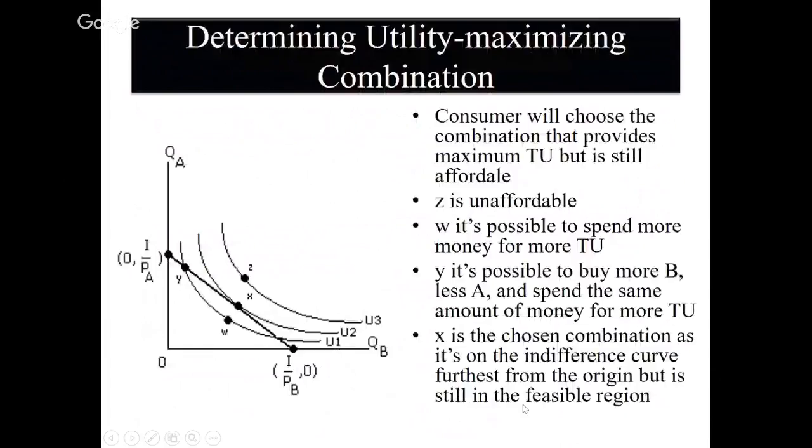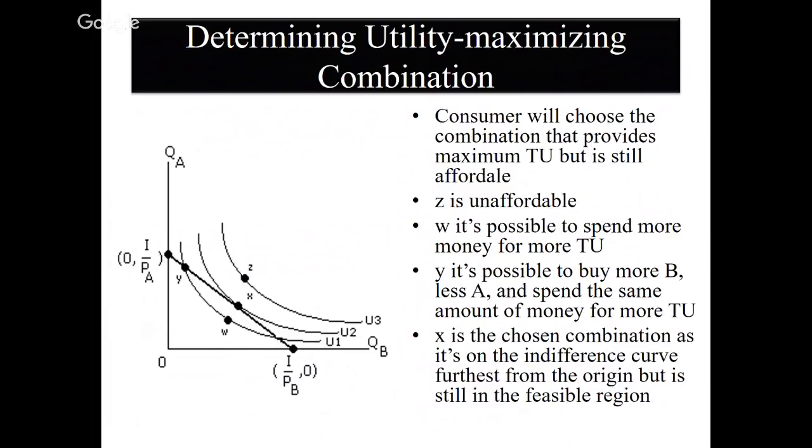Now, determining the optimal combination. Remember what we said about the assumptions. This consumer wants to get the most utility possible. That means they have to be on the farthest out indifference curve possible that does not exceed the consumer's income, meaning it has to be on or inside the feasible region.